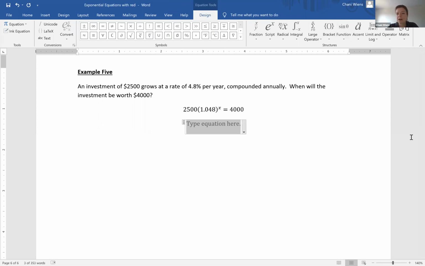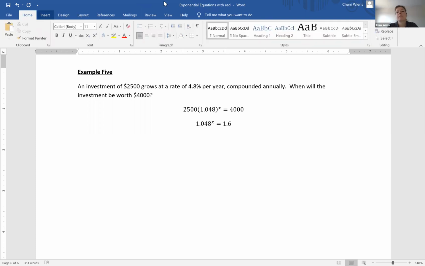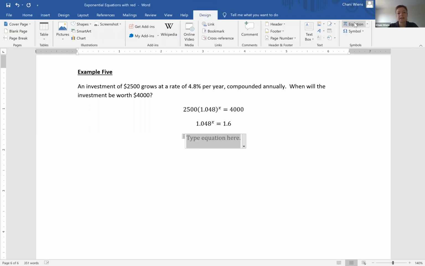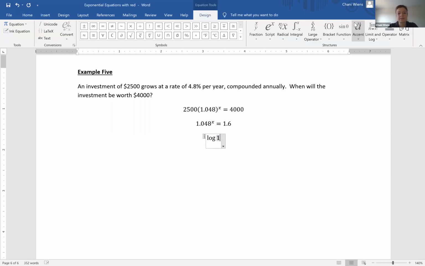We can't take the log of both sides yet. We need to divide both sides by 2,500 first. So 4,000 divided by 2,500 is 1.6. Now we take the log of both sides. You guys will get so used to doing this that you'll be able to do it in fewer steps. I'm only showing you this many steps because we are learning.